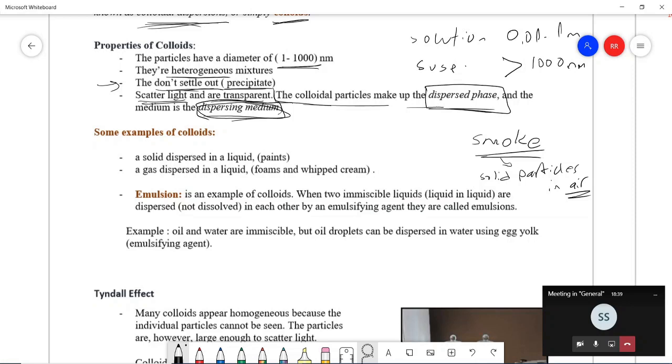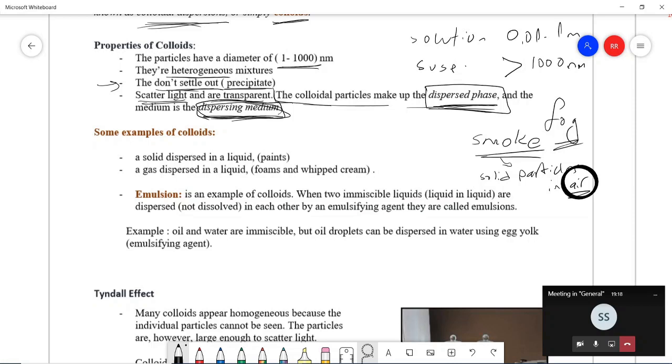What else is a colloid? Steam or fog, mist, fog is also a colloid. For example, on a foggy night or foggy day, you go out, the particles are distributed throughout the air but not equally. They are, what do we call it, dispersed. They are dispersed throughout air. Then what is air? Air is the dispersing medium. So the medium, the bigger thing, is called dispersing medium.